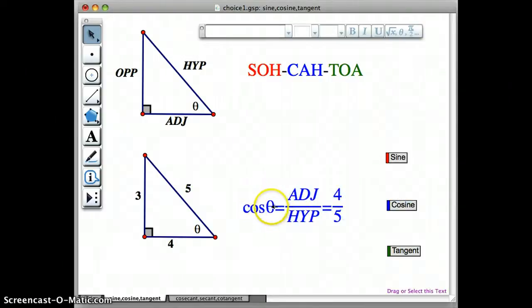Cosine of theta, or cosine of your angle, will be the adjacent side divided by your hypotenuse side. In this example, it's 4 divided by 5, because 4 is your adjacent side to theta, and 5 is your hypotenuse side. And up here, an easy way to remember cosine is C for cosine, A for adjacent, and H for hypotenuse.